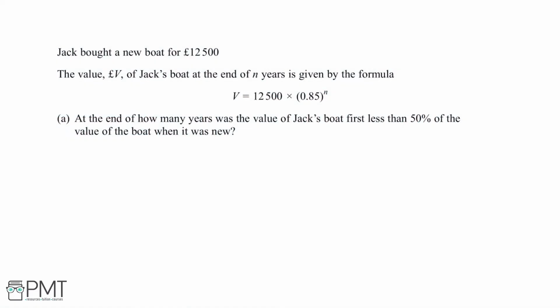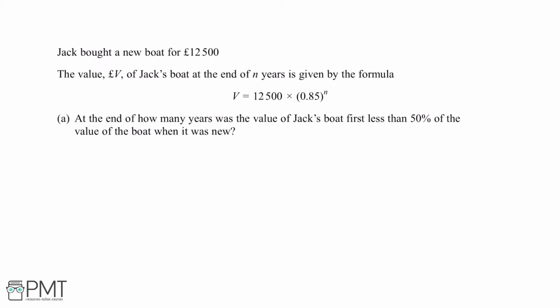Jack bought a new boat for £12,500. The value V of Jack's boat at the end of n years is given by the formula V equals 12,500 multiplied by 0.85 to the power of n. At the end of how many years was the value of Jack's boat first less than 50% of the value of the boat when it was new?